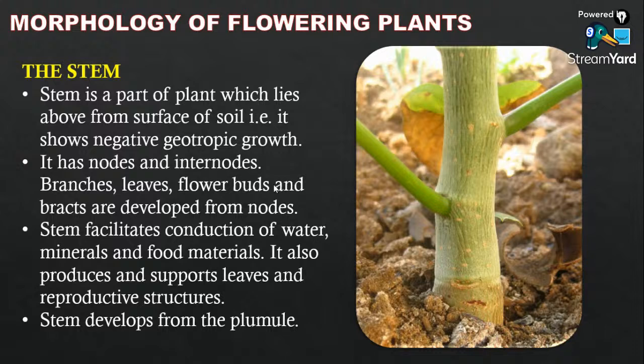Stem is a part which lies above the surface, negatively geotropic. It has nodes and internodes. It bears branches, leaves, flower buds, and bracts. It facilitates the conduction of minerals and food materials. It produces and supports the leaves and reproductive structures. It develops from the plumule.